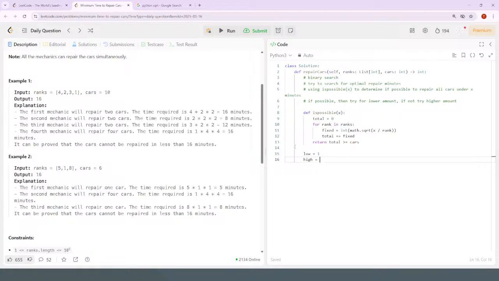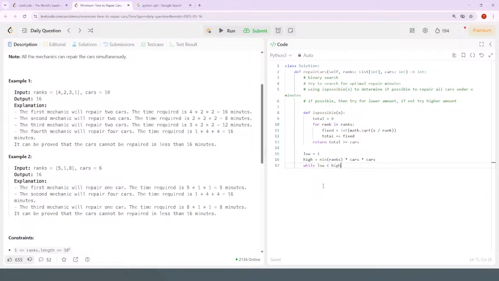And the high amount would be the min of all your ranks. Like if you assign all of the cars to the lowest ranked person, that'd probably be the upper bound. The min of all your ranks times the number of cars squared.